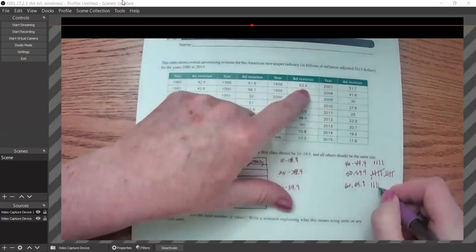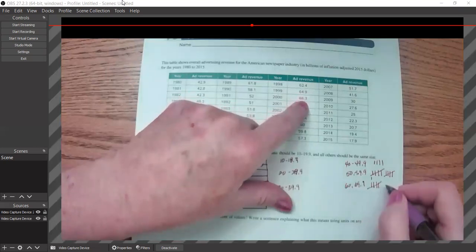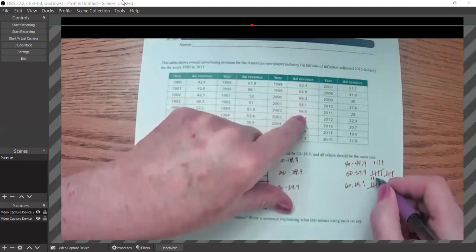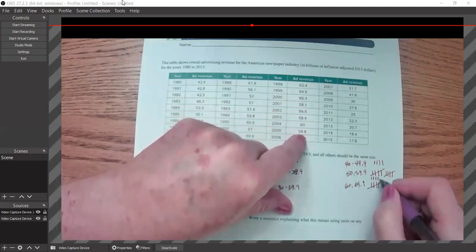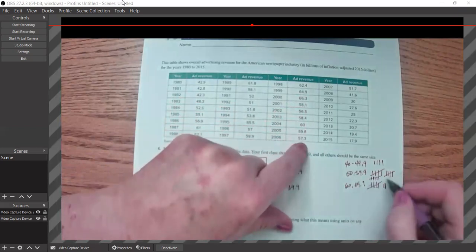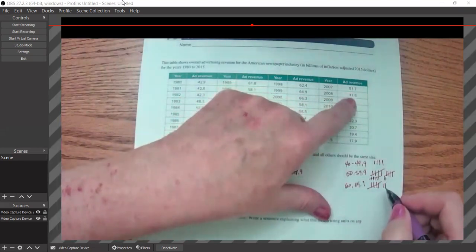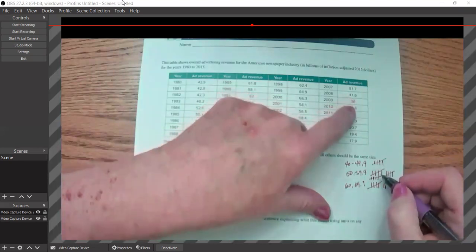59, 62, 64 is going to get its cross slash. 66, 58, 56, 58, 60, 59.8 is going to get its third cross slash. 57.3, 51.7, 41.6, that's going to get its first cross slash.